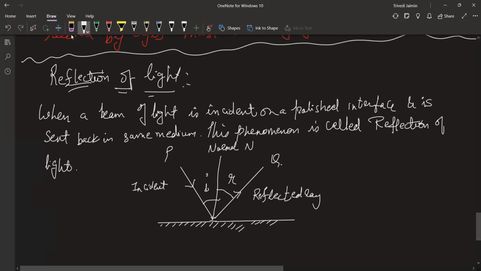So this is always a rule that we are going to discuss after a few topics, that angle I is always equal to angle R. Let's give the point the name O. Angle PON and angle NOQ are always equal. It comes under the laws of reflection.